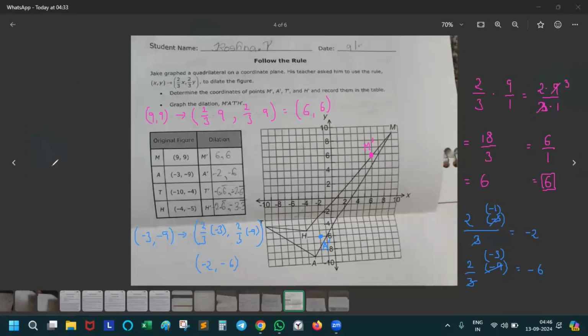Okay. Let's do the next point. What's the next point? It's T. So we start T with -10, -4, and we transform it to 2 over 3 times -10 and 2 over 3 times -4. Okay, this might be a bit confusing because 3 does not go into -10. So what do you do? Can you tell me what is 2/3 times -10?